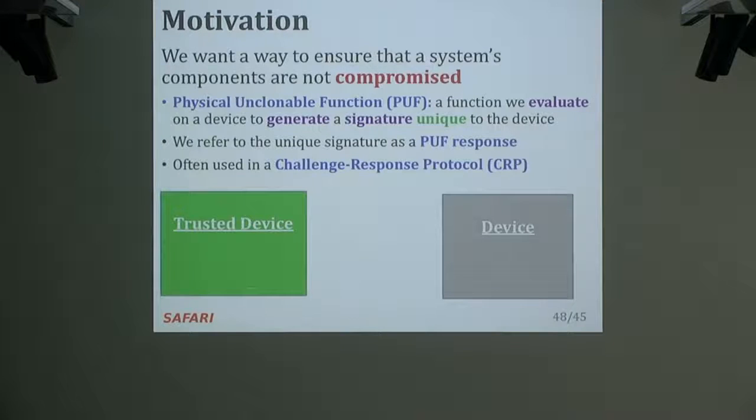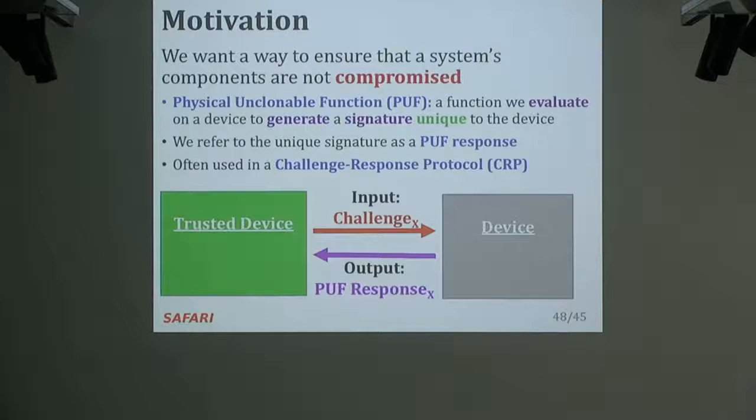There's a trusted device, and there's some device that you're communicating with over the network somewhere. It doesn't matter. It could be on the same system also. Maybe somebody swaps out this untrusted device, right? Who knows? So the trusted device sends a challenge X to the untrusted device, and the untrusted device evaluates a PUF based on this challenge and sends a PUF response back. And the trusted device checks whether the PUF response is correct.